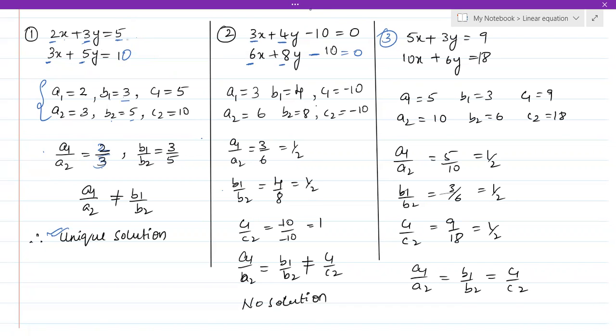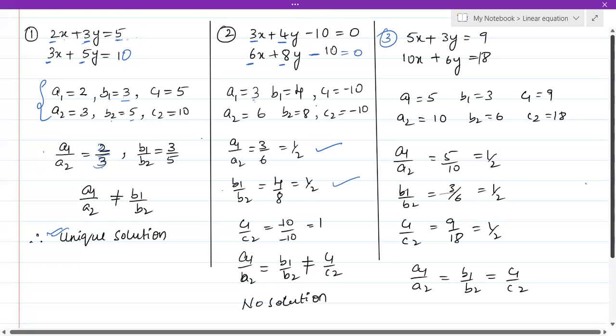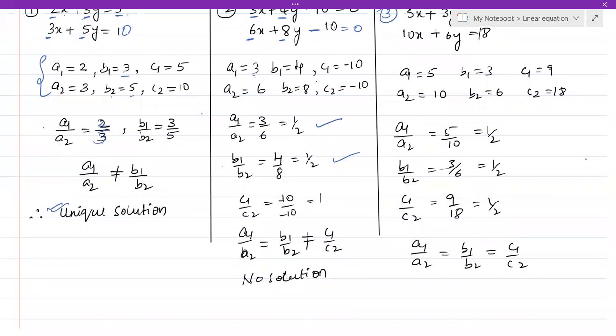Now, if you find the values of a1, b1, c1 and a2, b2, c2, you will get this. As you can see, a1 is 3, a2 is 6, so 3 by 6 will become 1 by 2. Similarly, b1 by b2: b1 is 4, b2 is 8, so 4 by 8 is 1 by 2. Next, c1 by c2. c1 is minus 10, c2 is minus 10, so minus 10 gets cancelled and we get 1. As you can see now, a1 by a2 and b1 by b2 are equal, but not equal to the third one, c1 by c2. So if this is the condition, we get no solution.